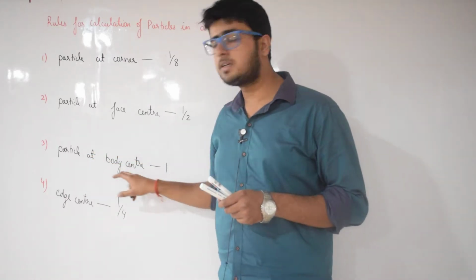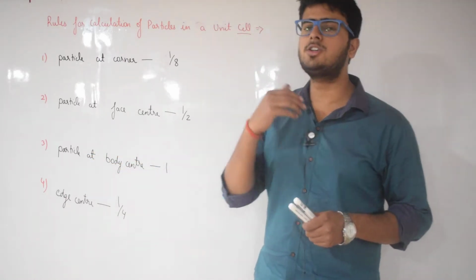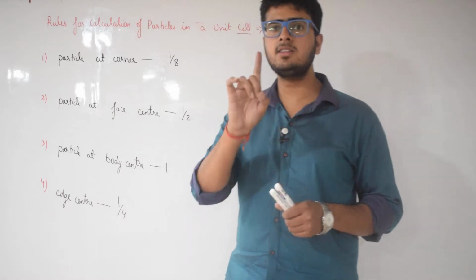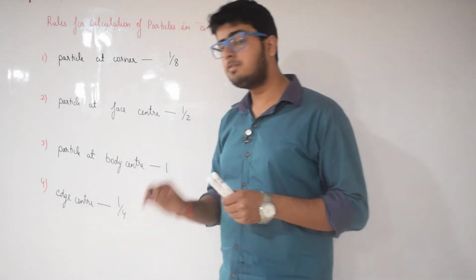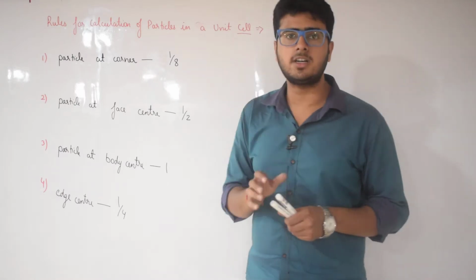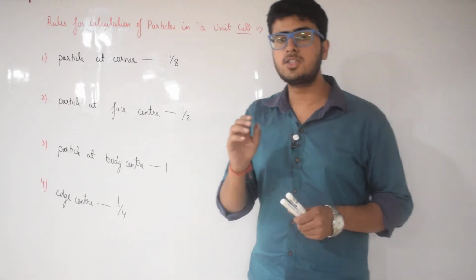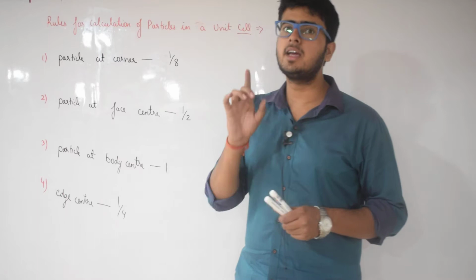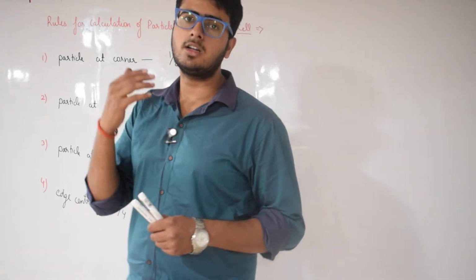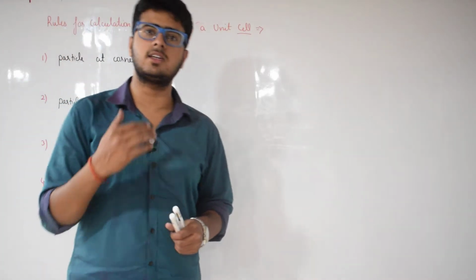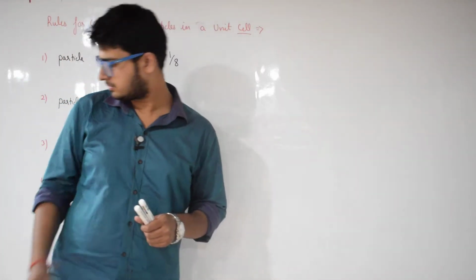If the particle is present at body center, then it is not shared by any other particle, and hence its contribution is 1. And the fourth point is if the particle is present at the edge center, then it is shared by 4 other particles, and hence its contribution is 1 by 4. So, these are the rules which are used for the calculation of particles in different types of unit cells.